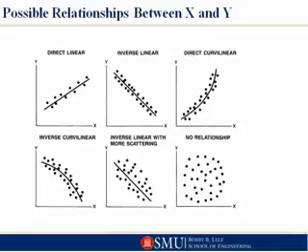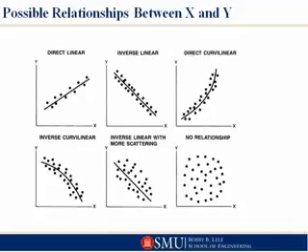Relationship inverse linear, so they're following the linear function but going downward. As x is increasing, y is decreasing. You see the direct curvilinear, so some sort of nonlinear functions, and you have direct ones, inverse.